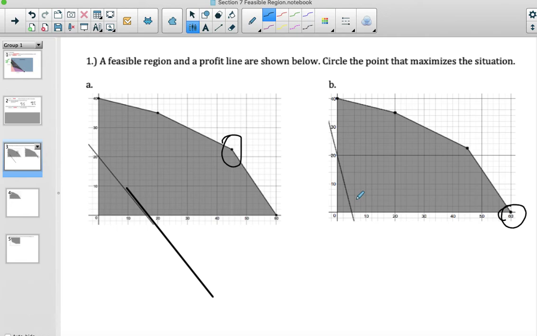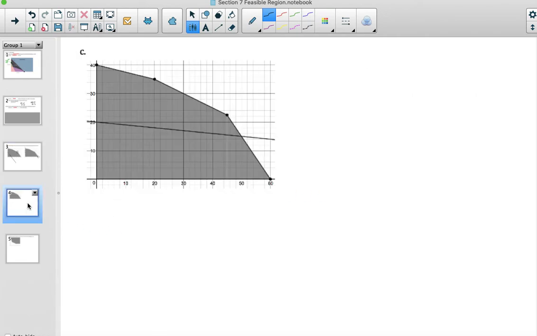And as we're going through, we have example number C. This line is very horizontal, and if I drag this line up the slide, you can see that this point is going to be the last point that I touch.